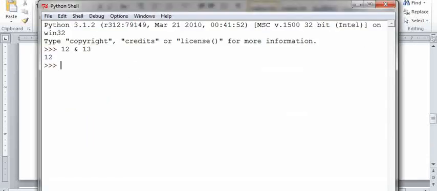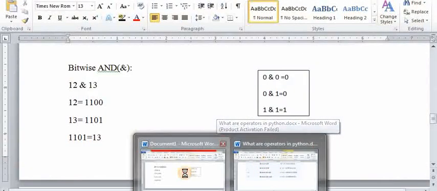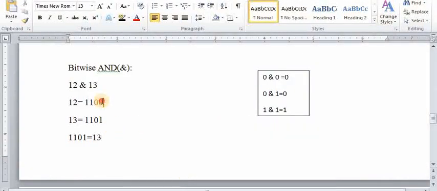Okay, what is the result? The result is 12, and we are saying that the result will be 13. Okay, I think there is a problem. Sorry, 0 and 1 will be 0. Then the result will be 12. So this is the bitwise operator.